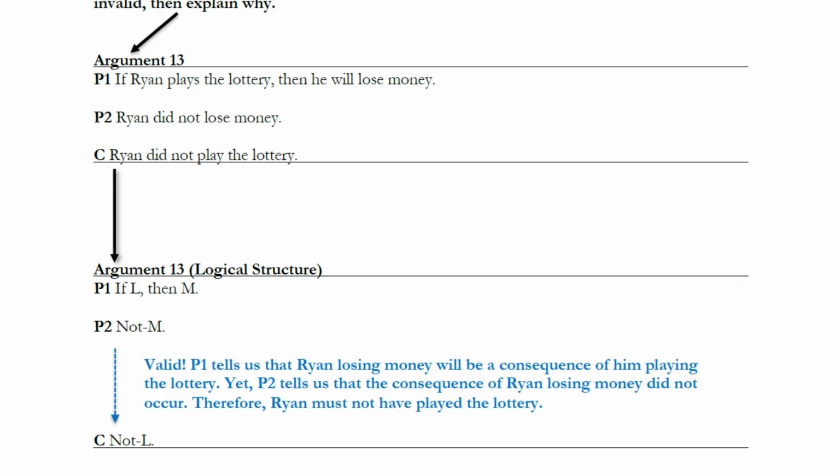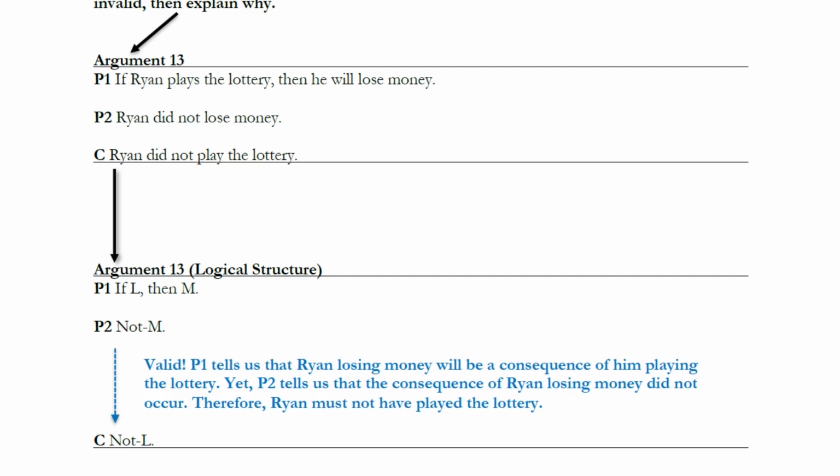Argument 13 reads, Premise 1, if Ryan plays the lottery, then he will lose money. Premise 2, Ryan did not lose money. Conclusion, Ryan did not play the lottery. This is a valid argument. Once again, Premise 1 establishes the if-then claim that Ryan playing the lottery means that Ryan will lose money.